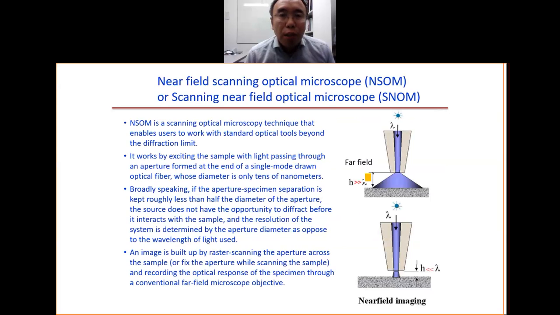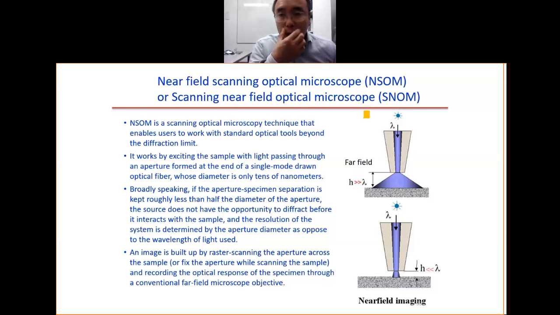Here's the idea of the SNOM. This is also called scanning near-field optical microscope. It's called NSOM or SNOM. The first is called near-field scanning optical microscope, or scanning near-field optical microscope. So they are the same thing.